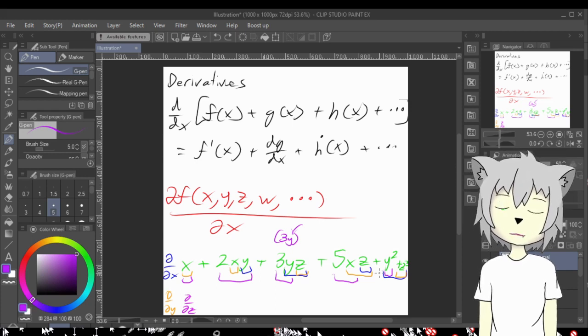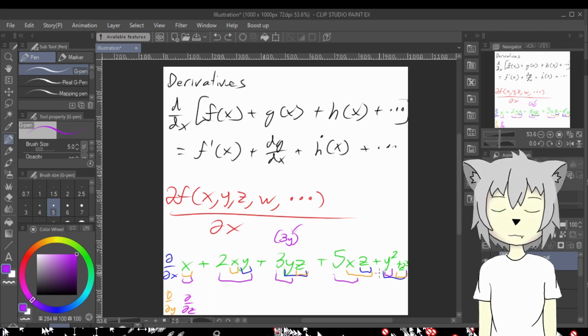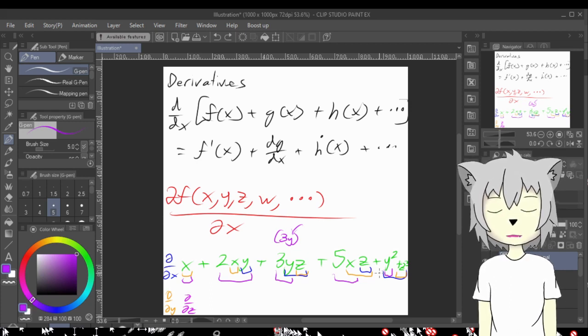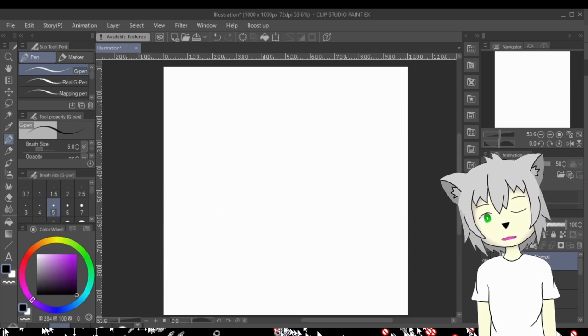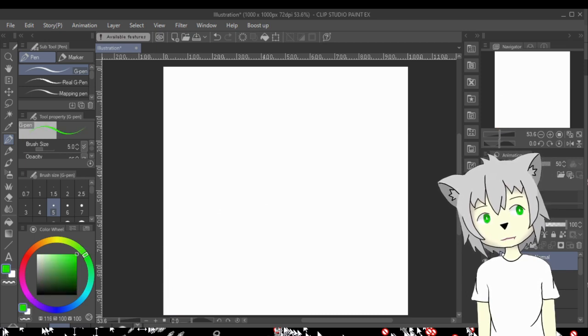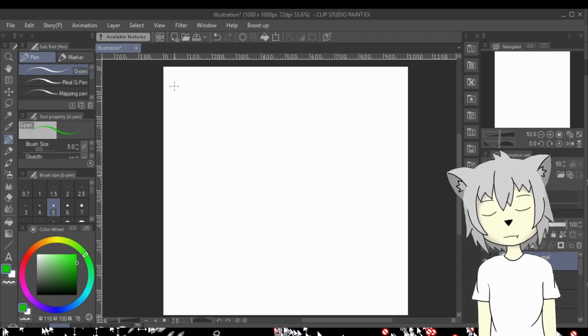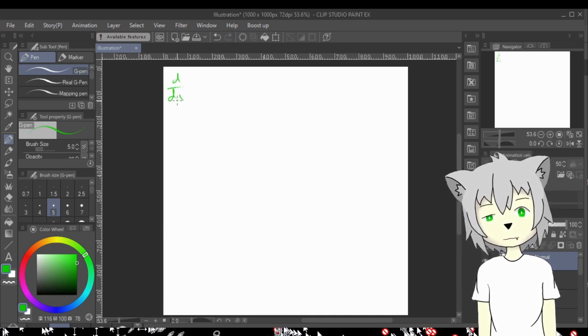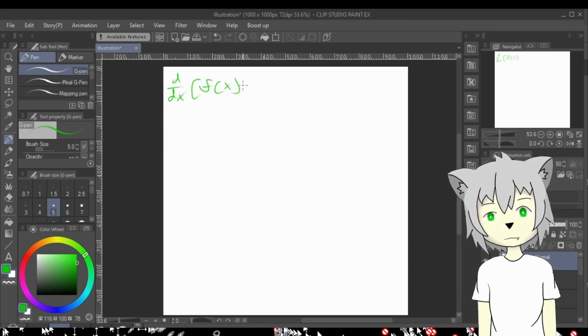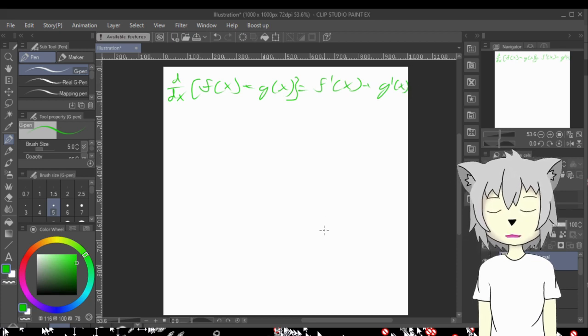So once you've mastered how to deal with derivatives, then you can figure out how to deal with derivatives with multiple variables. And to end this off, I'm going to actually write the rest of the derivative rules. So you know that the derivative of f of x plus g of x is equal to the derivative of f plus the derivative of g.